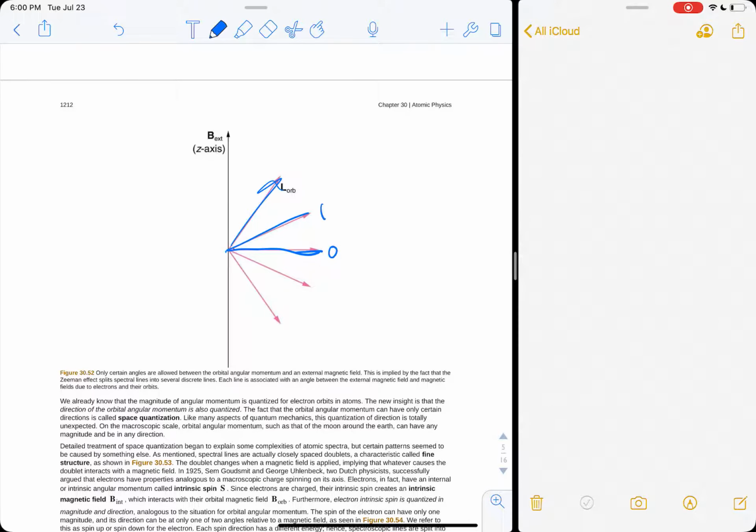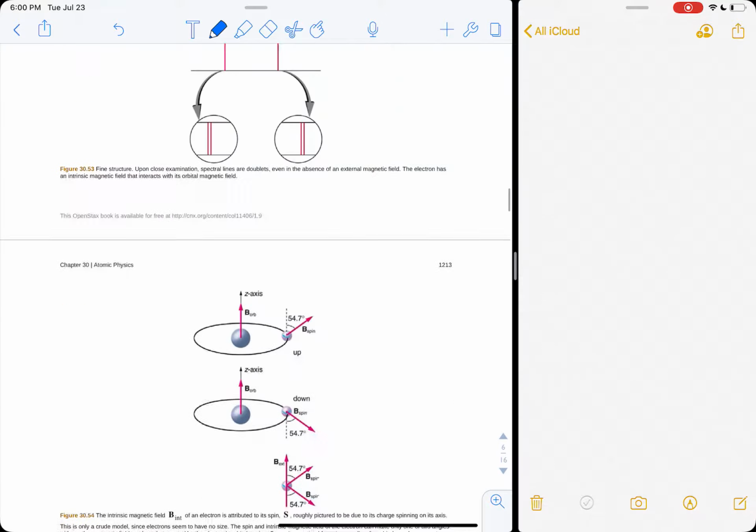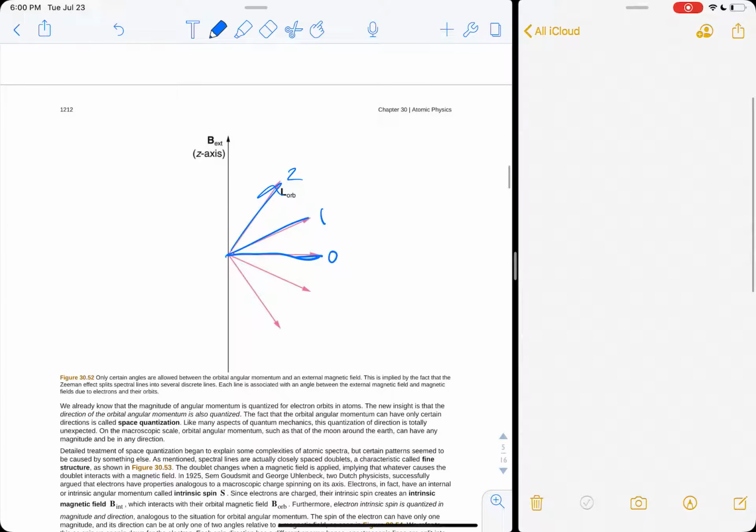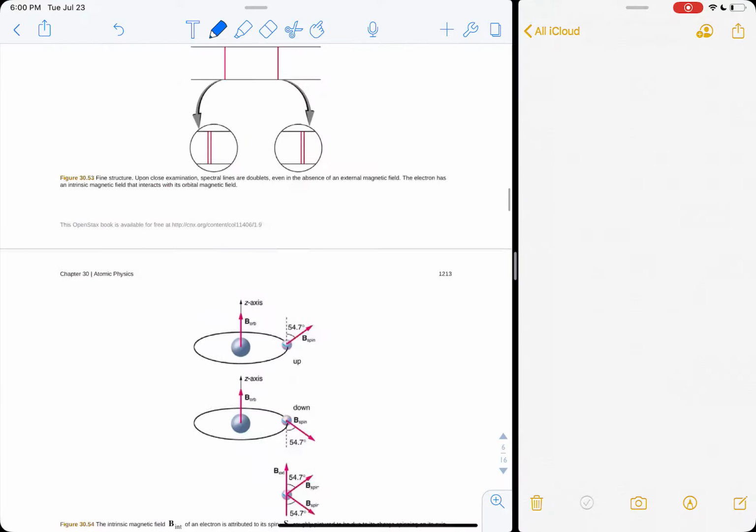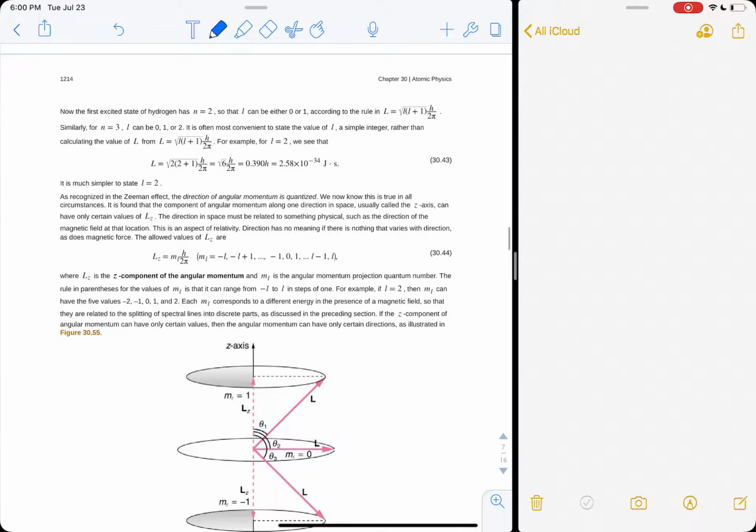Or that one. 0, 1, or 2. And then the components of that 0, 1, or 2 could be 0, there, or there, which is going to be shown here, what we call m sub L. And it's the component that's along the magnetic field axis, which is from minus L to plus L.